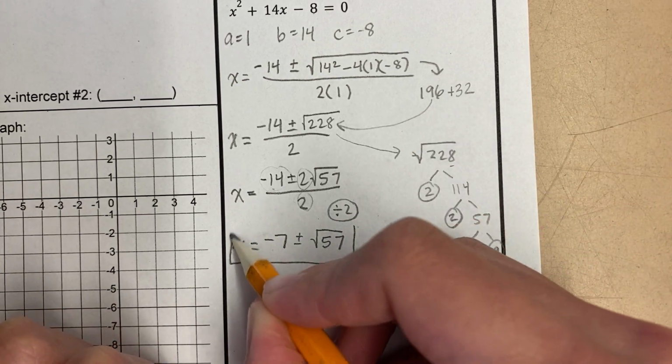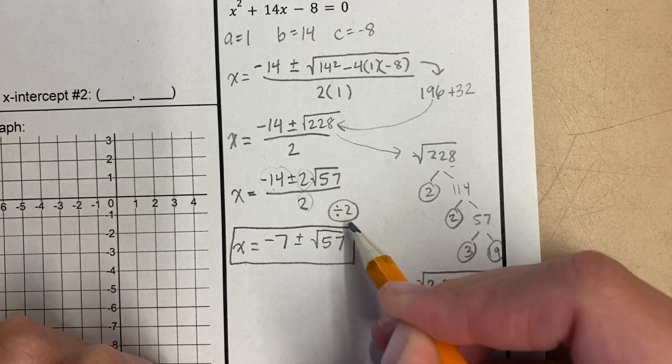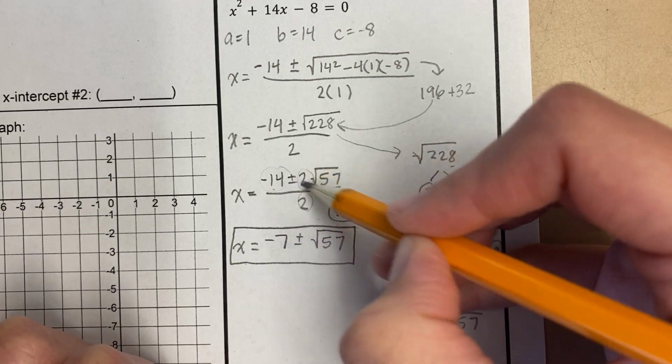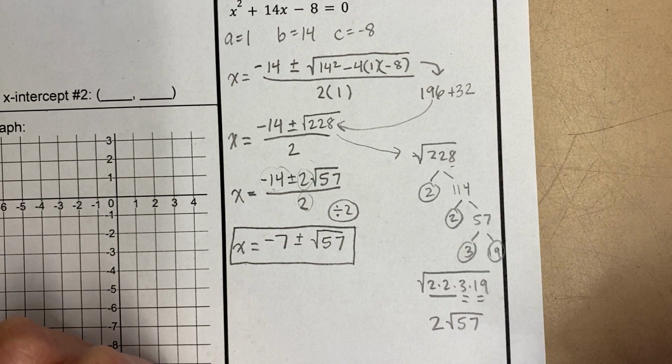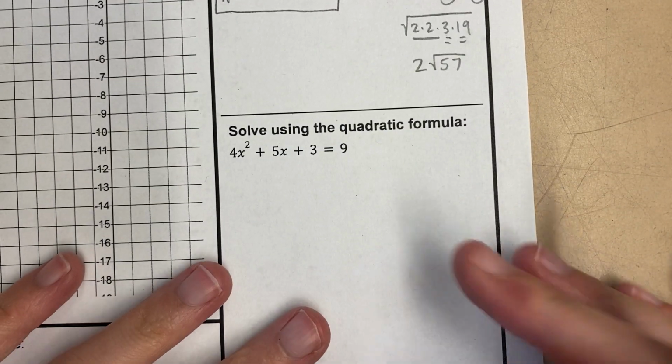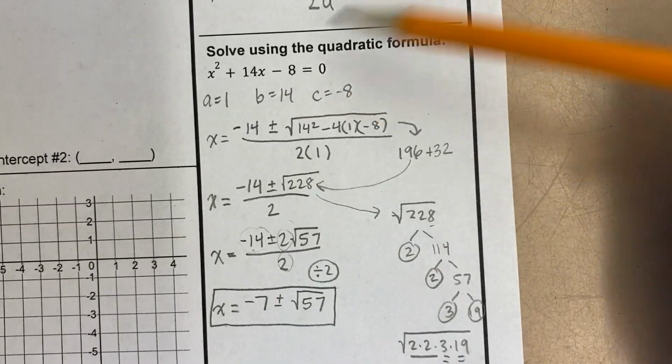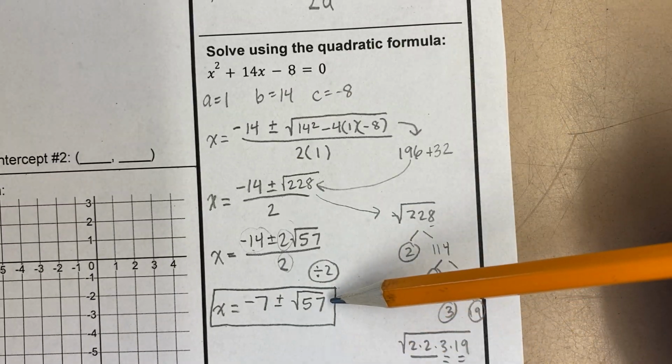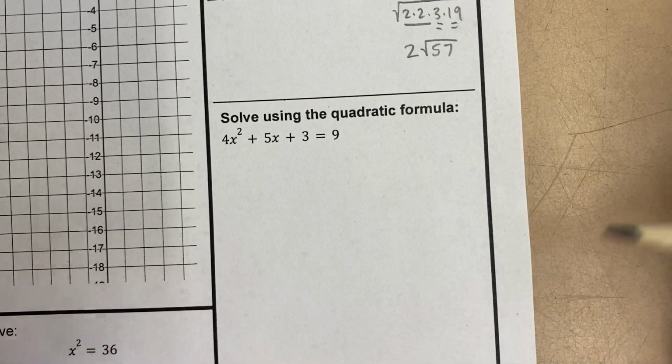This is done. You could view it as 2 divided by 2 is 1, or you could just view it as, oh, I did -14 divided by 2 and 2 divided by 2. Either way, same answer. Let's look at this one. Now remember, this one's simplified, but it's irrational, so that's one possibility. Another possibility is that I have rational answers.